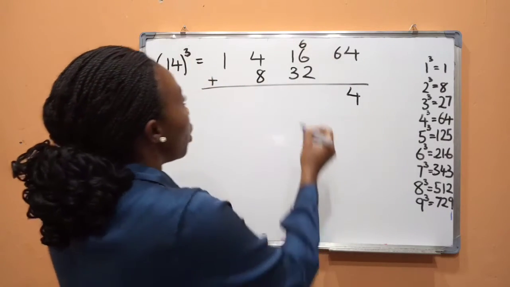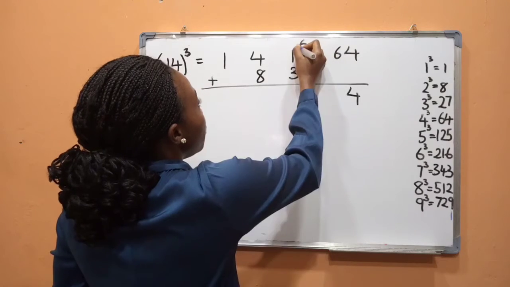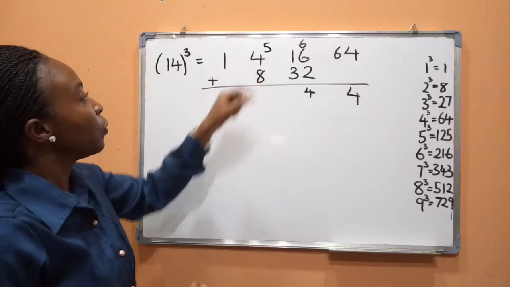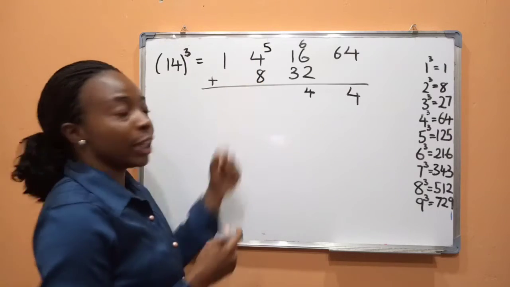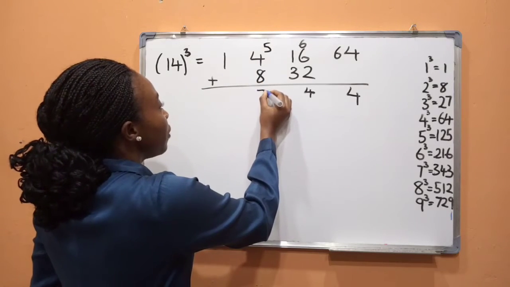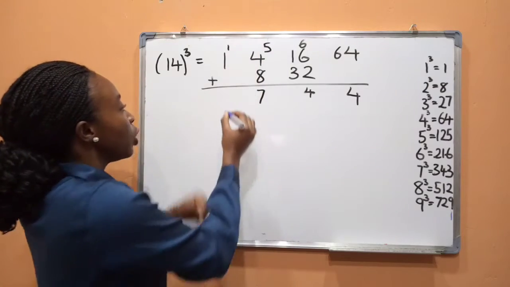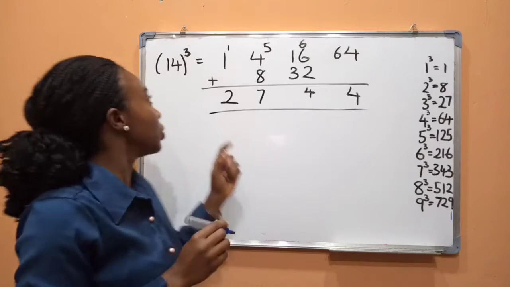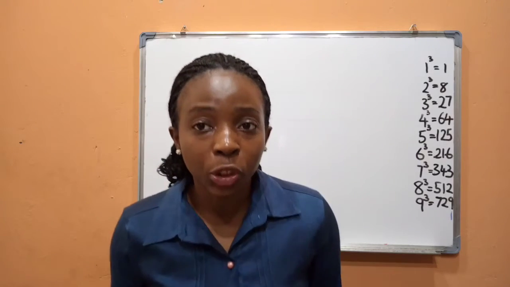Then you add this up. You're going to have 54. So you write 4 and carry 5. Now 5 plus 4 gives you 9. 9 plus 8 gives you 17. You write 7 and you carry 1. 1 plus 1 gives you 2. So you can see it's absolutely easy. Just pay attention.